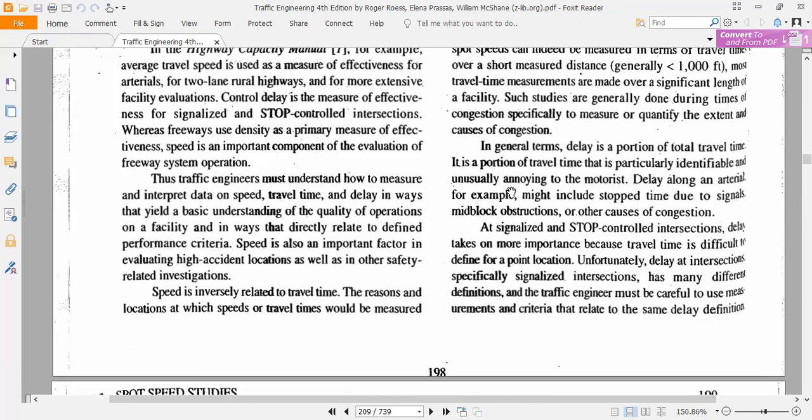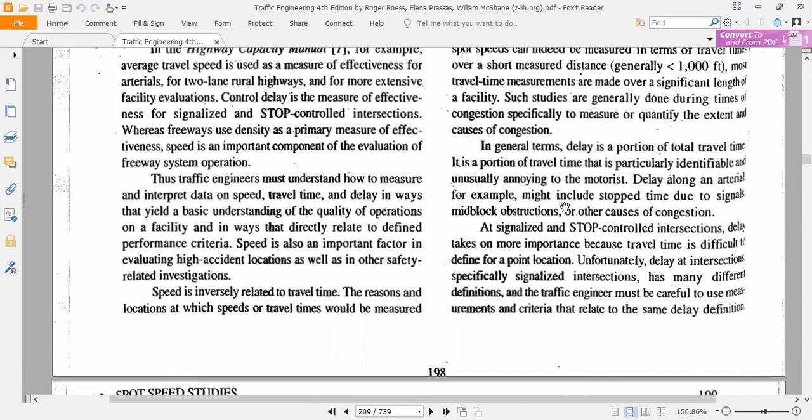The third term that we are coming toward is delay. So delay is a portion of total travel time. It is that portion of travel time that is particularly identifiable and unusually annoying to the motorist. So delay is that portion of travel time which is annoying to the motorist. Why?